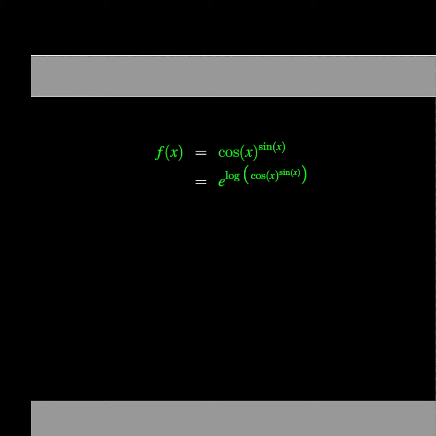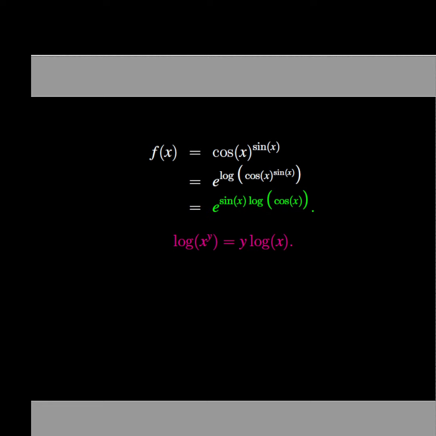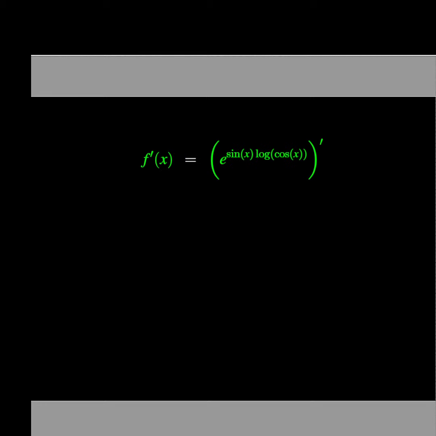Consequently, we express f of x as the exponential of the logarithm of cosine of x to the power sine of x. Using the properties of the exponential and the logarithm, we see that f of x equals the exponential of sine of x times the logarithm of cosine of x. In fact, we are using the fact that the logarithm of x to the power y is equal to y times the logarithm of x. Now, we can take the derivative of both sides and use the chain rule.